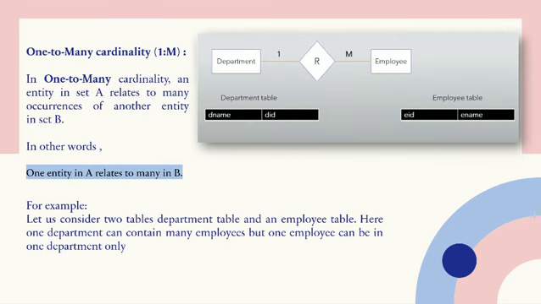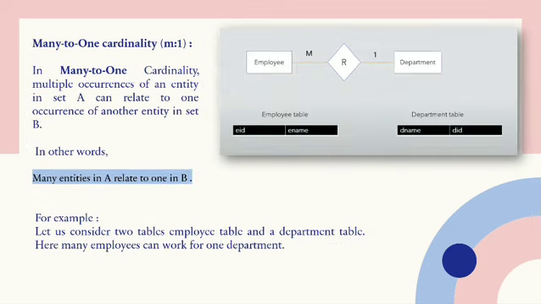In one-to-many cardinality, an entity in set A relates to many occurrences of another entity in set B. For example, we have a department table with department name and department ID, and we have another table called employee table with employee ID and employee name. Here, one department can contain many employees, but one employee can be in one department only. So this is known as one-to-many cardinality.